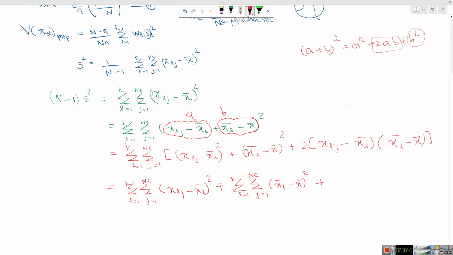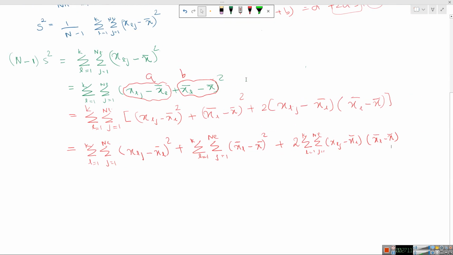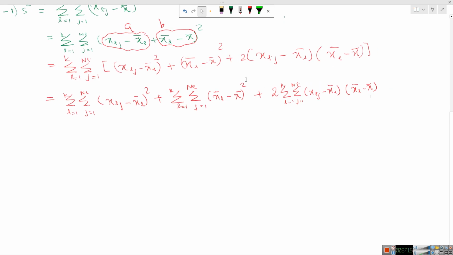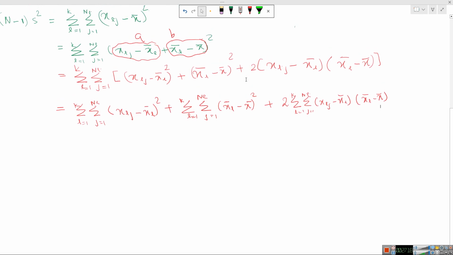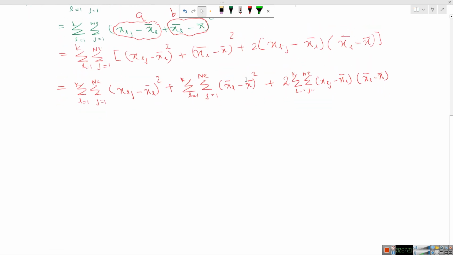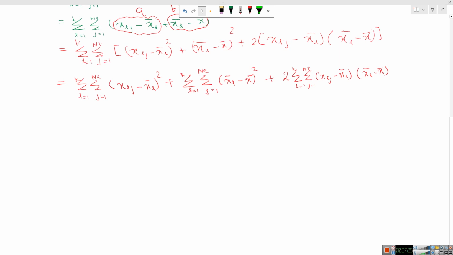Now plus 2 summation i is equal to 1 to k, summation j is equal to 1 to ni, (xij minus xi bar) into (xi bar minus x bar), that's all, okay, right? Now I don't need this bracket. Okay, now I'm going to start working on this, okay, right? So if you observe this long expression, don't be afraid of it because this is very simple, okay, right? So now you just consider this one, okay, this one.